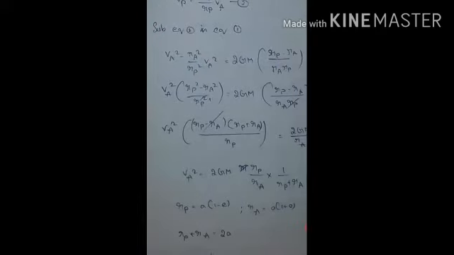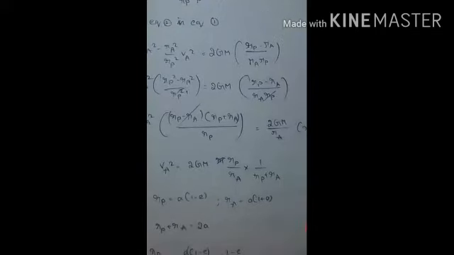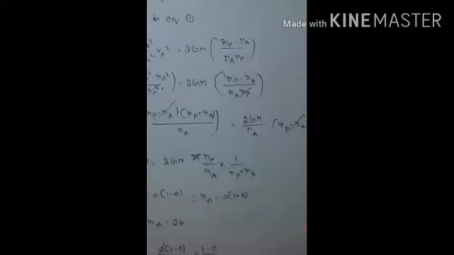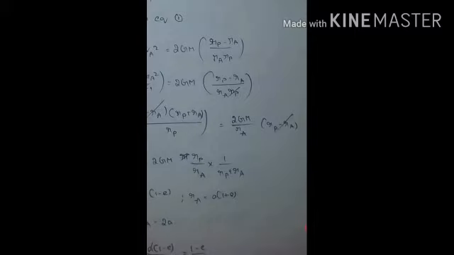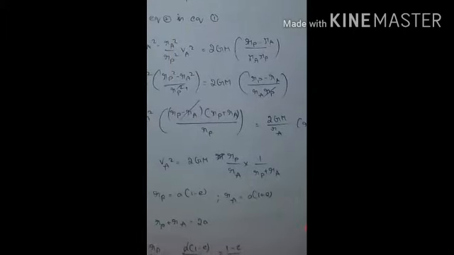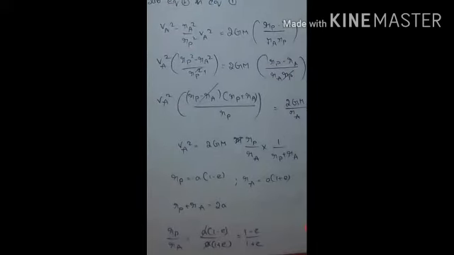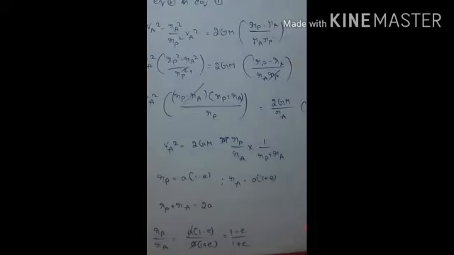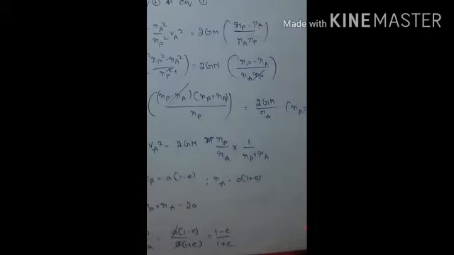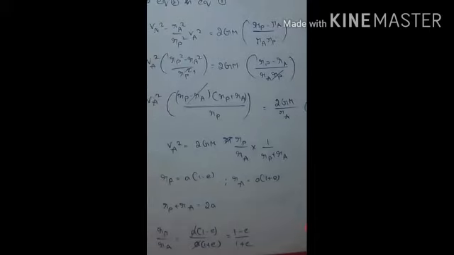We can write it as rp minus ra into rp plus ra by rp is equal to 2GM by ra. Here rp minus ra is already there, so rp minus ra will get cancelled. Then we can write it as va squared is equal to, we send rp by ra to the right side. Then we get va squared is equal to 2GM into rp by ra into 1 by rp plus ra.